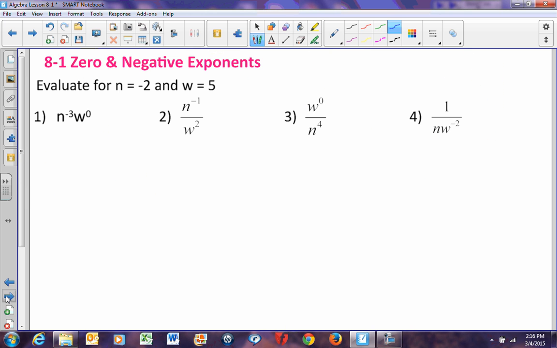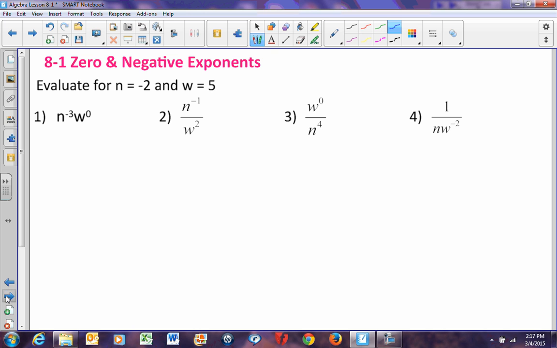Now, when you go to substitute in numbers, you just have to be really careful to make sure that when you substitute a number in for a variable, you substitute it inside of parentheses. If you don't put it inside parentheses, then you're going to accidentally introduce a negative where you don't need to, or accidentally forget a negative where you do need it. So if I have n to the negative third w to the 0, I can either simplify this first to make all the exponents positive first, and then substitute the numbers in, or I can substitute the numbers in and then make all the exponents positive.